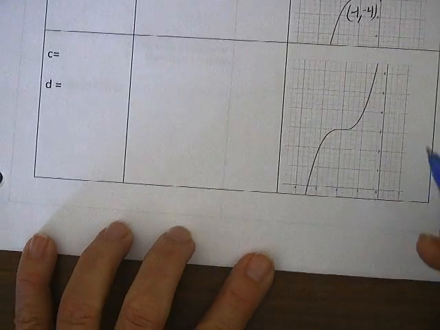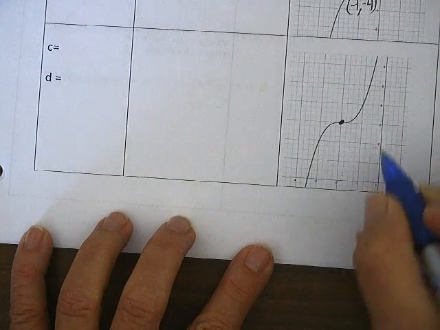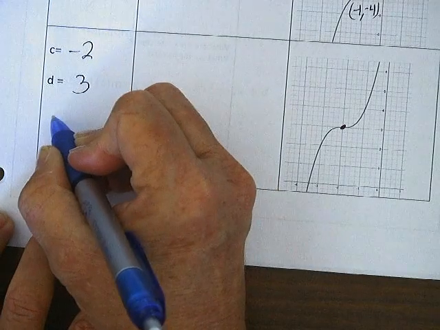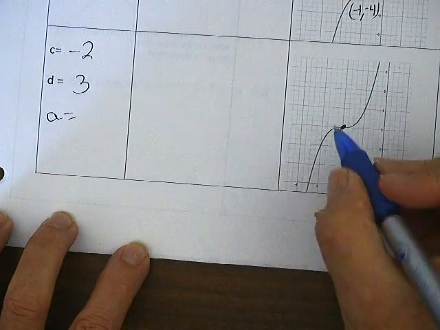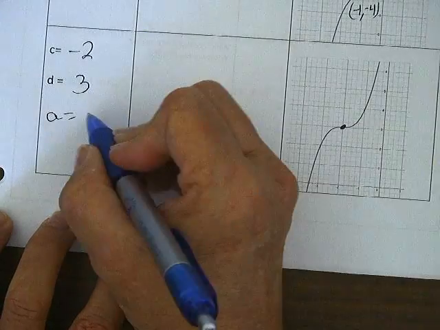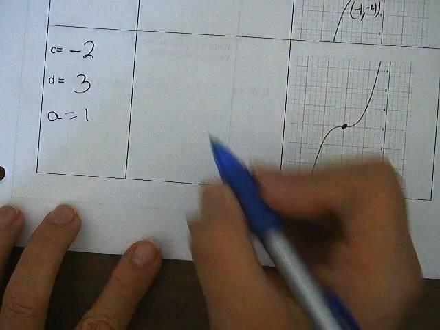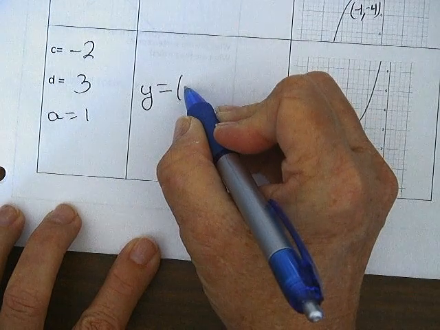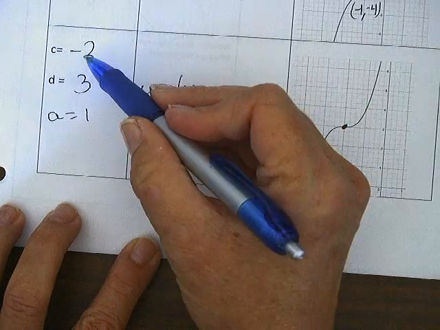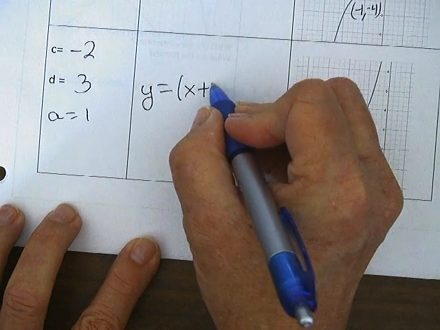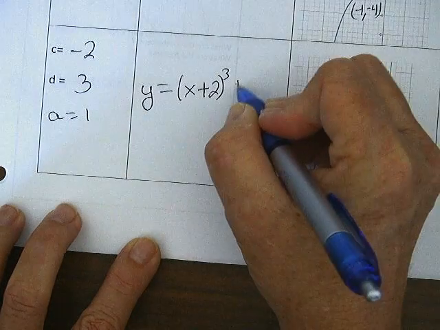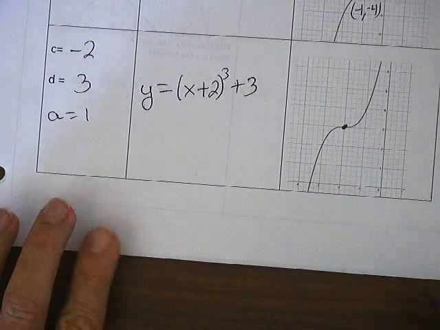Okay, and our final one, our inflection point is at negative 2, positive 3. And our A value, if we take a look, step over 1, up 1. So we're still dealing with no stretch or compressions. So I'm going to omit the 1 this time. So x minus a negative 2 becomes x plus 2 cubed plus 3 to demonstrate.